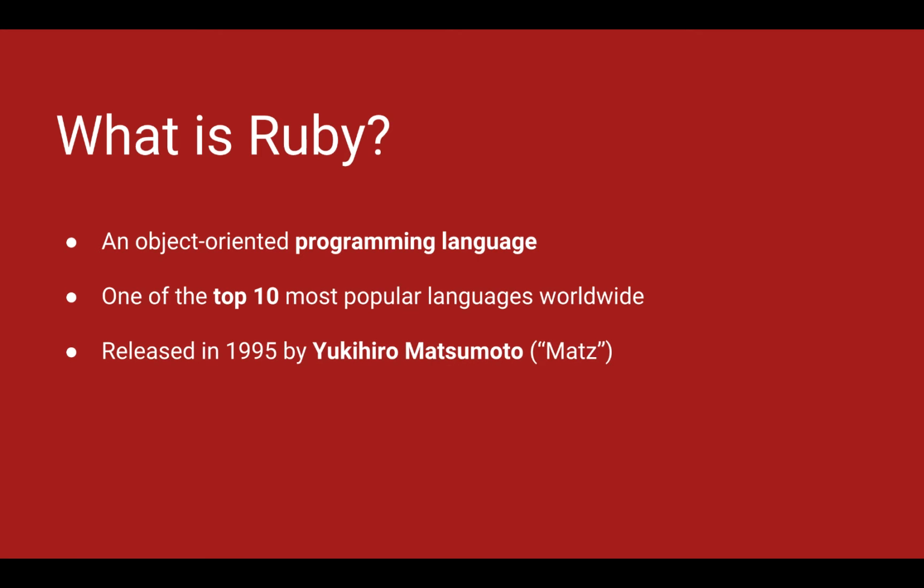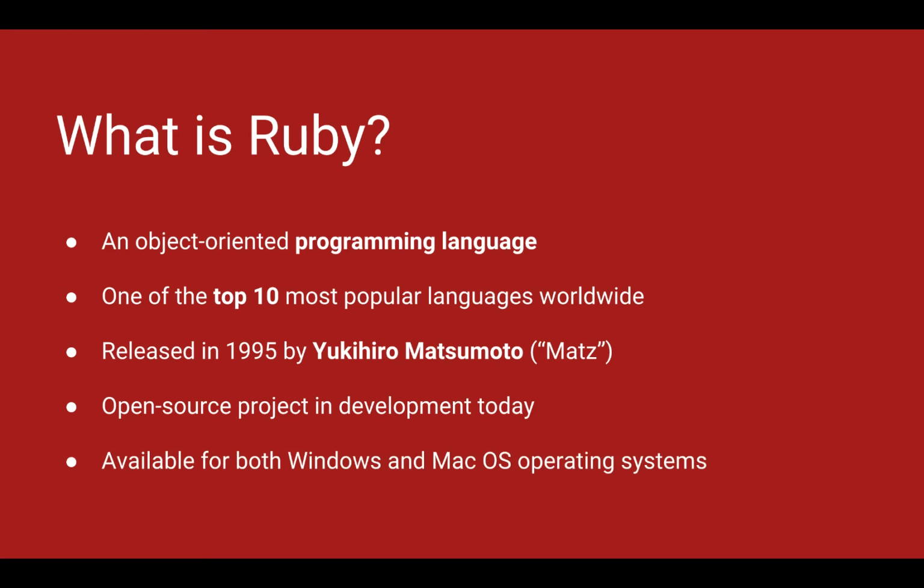Ruby was released in 1995 by a developer named Yukihiro Matsumoto, a Japanese developer who goes by the nickname Mats. And its development continues today, more than two decades later, by an open source development team worldwide. Ruby is available for both Windows and macOS operating systems, and in this course, I'll take you through the process of setting it up on either system. That process is a little bit different depending on what you're working with, but once we finish up with the installation, the language itself remains the same.